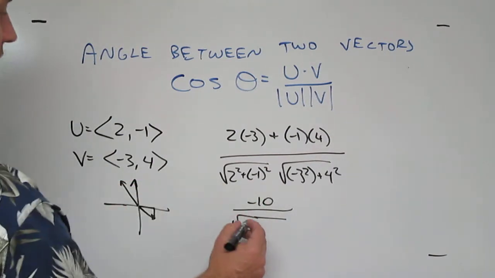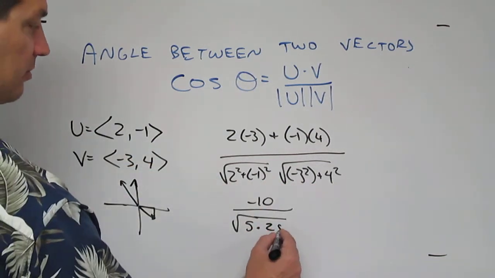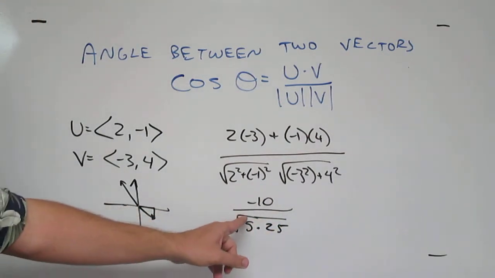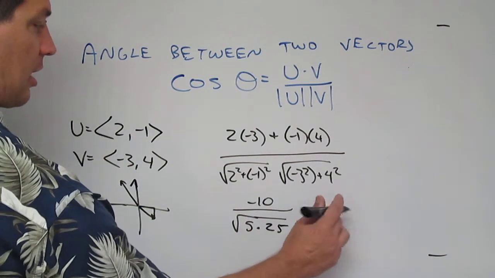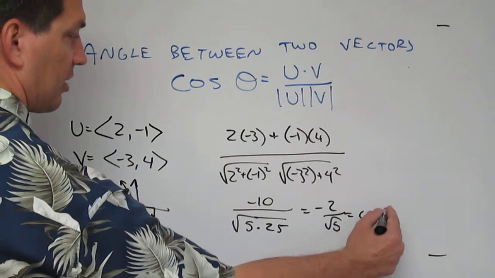4 plus 1 is 5. And here I'd get 9 plus 16 or 25. Which, yes, we could simplify that by taking a 5 out here and canceling with that. So basically, I'd be getting -2 over the square root of 5 is equal to that cosine of the angle.